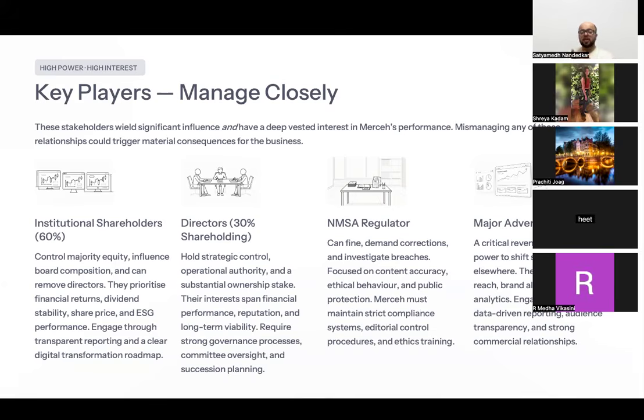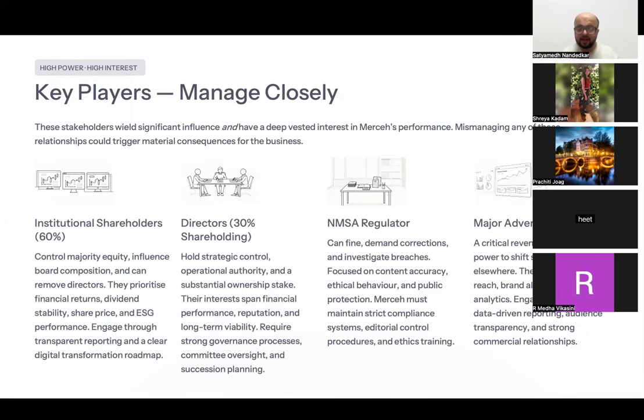They prioritize financial returns, dividend stability, share price, and ESG performance, and engage through transparent reporting and a clear digital transformation roadmap. So, these are stakeholders who have a very close one-on-one impact on the basis of what is happening in the company on a daily basis. And they believe in certain principles like financial returns, ESG performance, and share price, and that is ultimately going to drive the company performance. The company needs to keep them satisfied at all times, and you have to manage them on a regular basis. Any lapse of communication with them could lead to long-term impact.